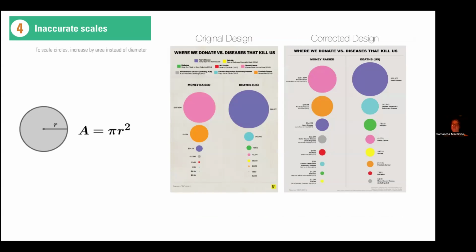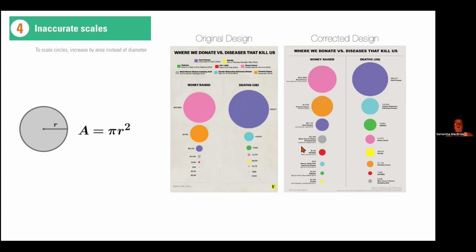Another common mistake is when you are using circles to convey information about quantity, which is a good way to convey it. So it's probably hard to read here, but this says that breast cancer raised 257 million and prostate cancer raised 147 million, etc. You need to adjust the size of these circles in accordance with the relative data.